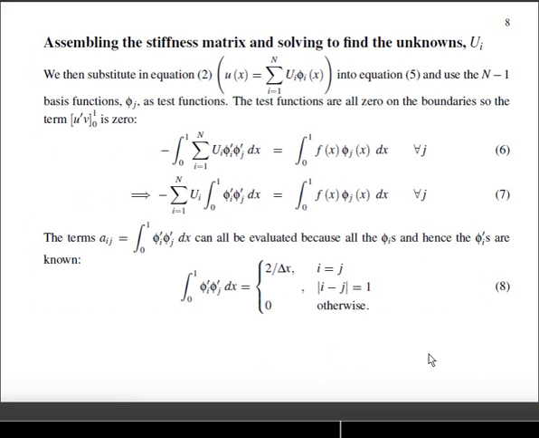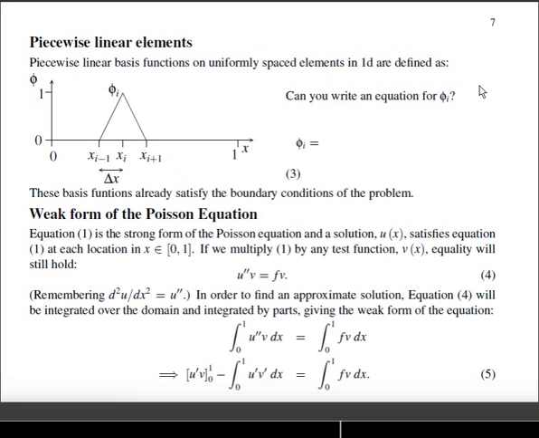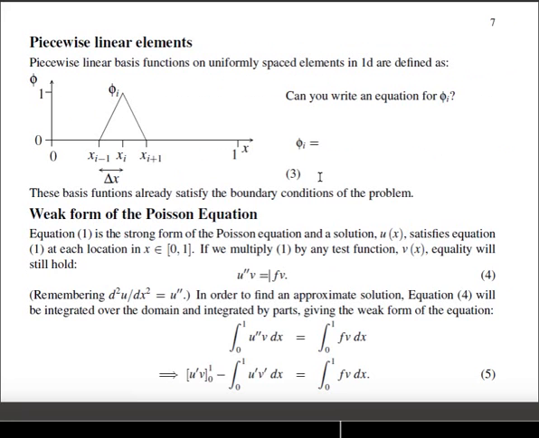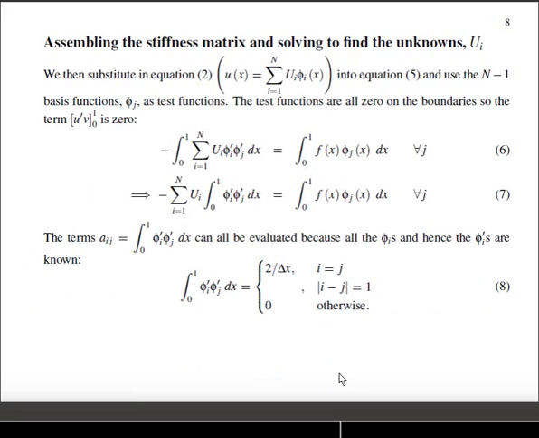So from here we can assemble a stiffness matrix to find the unknowns big U. So what we do is we substitute the sum of the basis functions with the unknowns U into equation 5. So equation 5 is the Poisson equation in weak form. And then in this equation here, we've got these test functions V. We're going to use the basis functions phi as the test functions. The basis functions are 0 on the boundaries, so this term is always going to be 0.